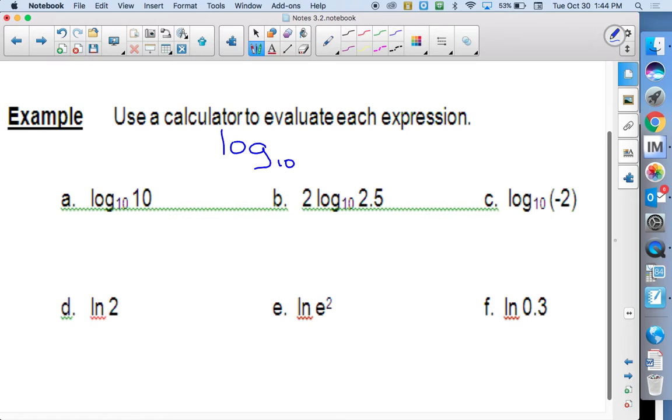So the log base 10 of 10 is just, Chelsea? 1. Yeah, we'll talk about why that's 1 in a minute. 2 times the log base 10 of 2.5. So you do 2 log 2.5. Chelsea, what do you get there? 0.796.